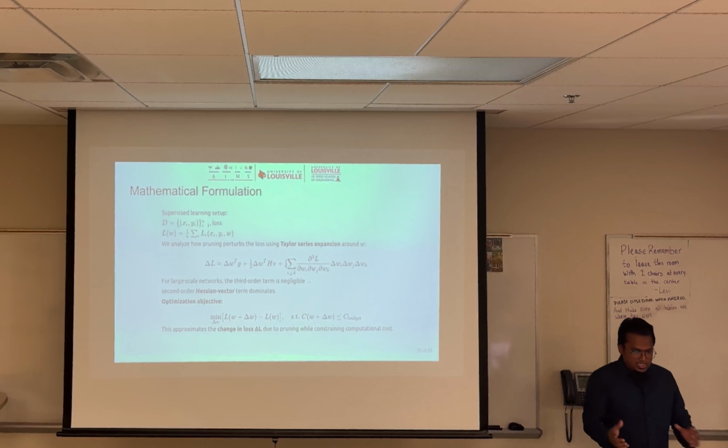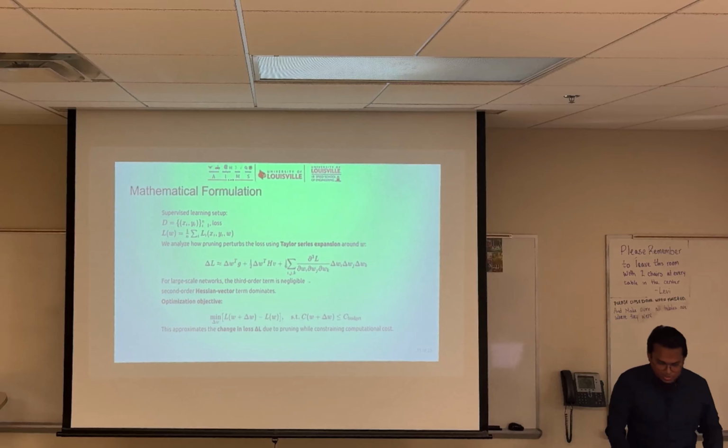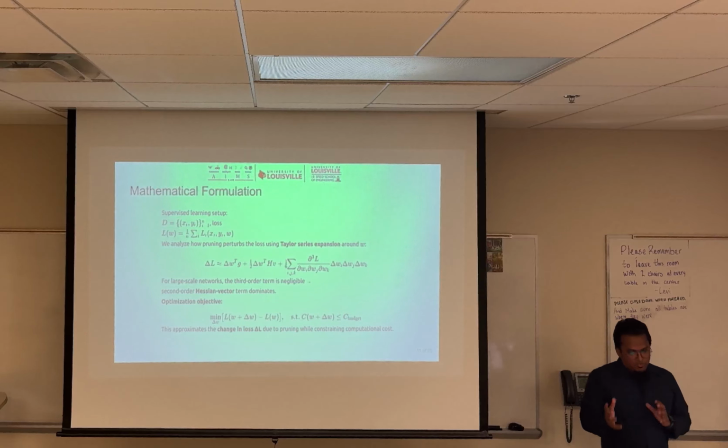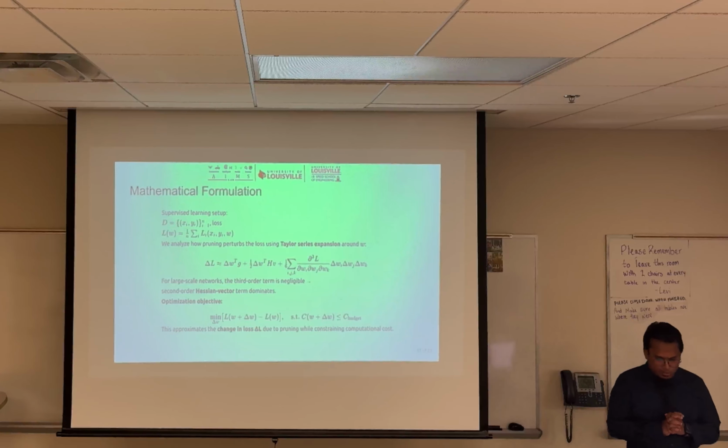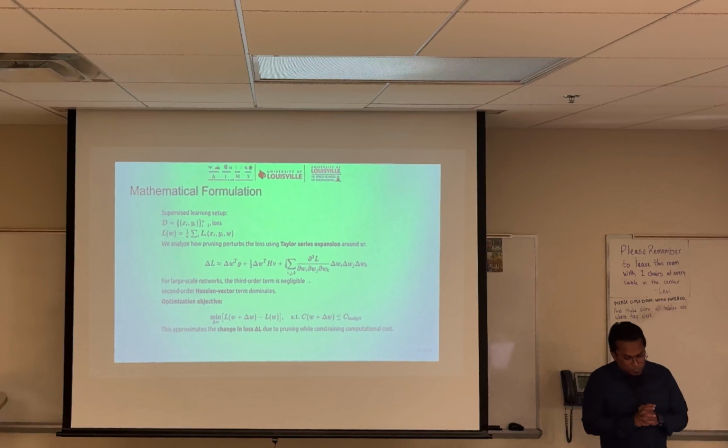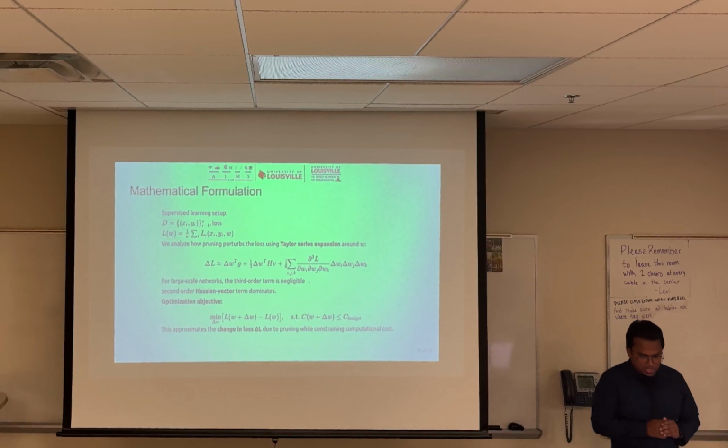For larger-scale networks, this third-order term is actually negligible, because the curvature terms, the Hessian terms, dominate. So we simplify our analysis to the second-order approximation, which leads to the Hessian-Vector approximation of our CAMP-HiVe work.